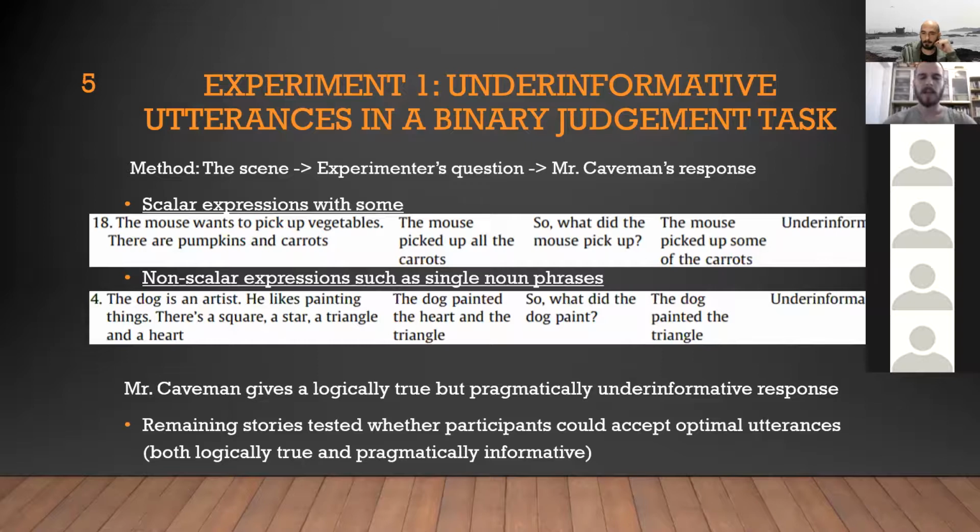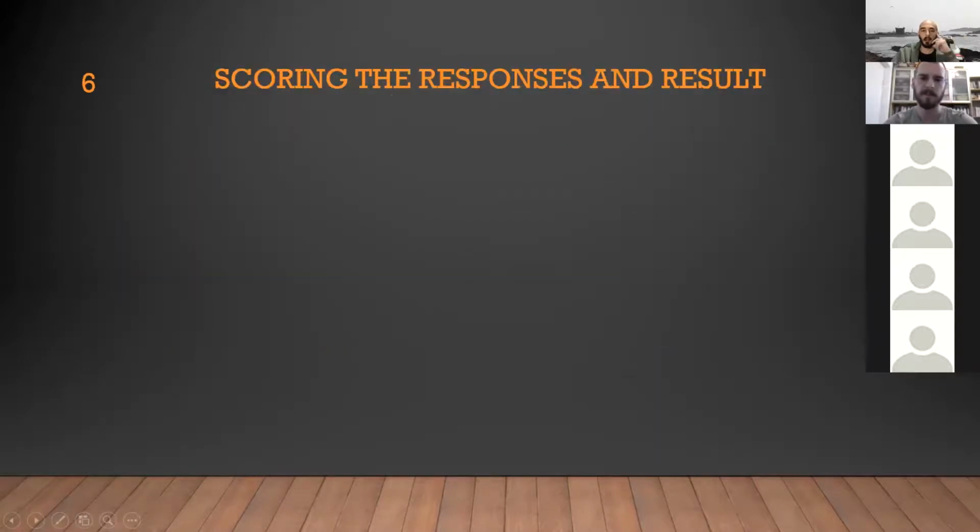They also had more utterances or statements or scenes, and all of the remaining stories were just to test whether participants could accept the optimal utterances, which are both logically true and pragmatically informative. That would be something like, the dog painted the triangle and the heart. Those would be the optimal condition or utterance.